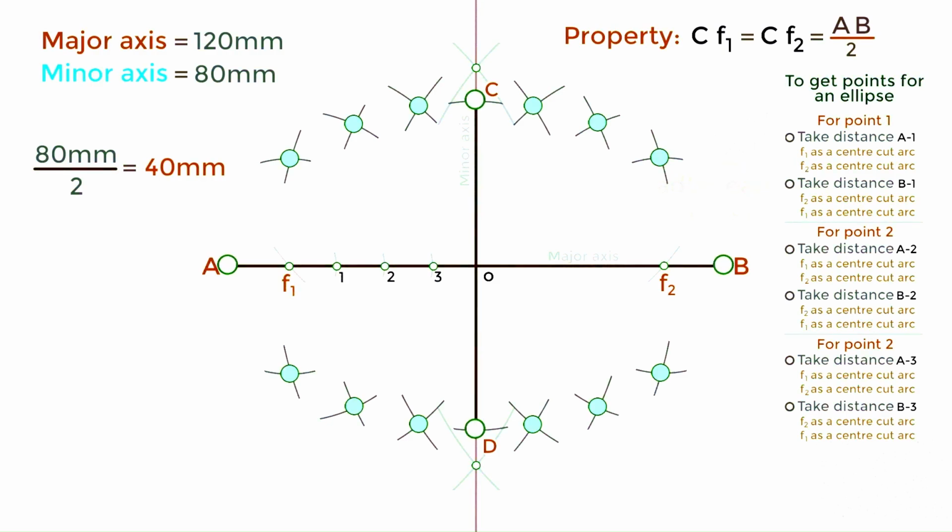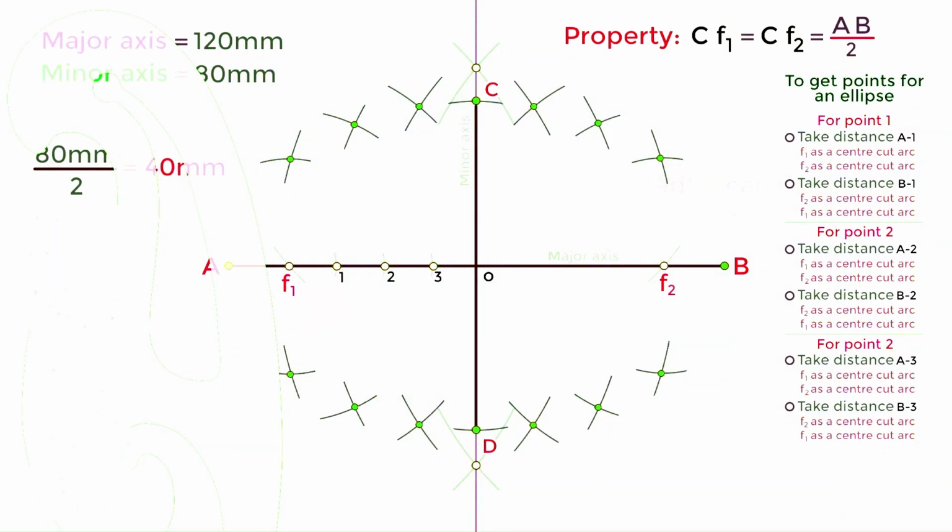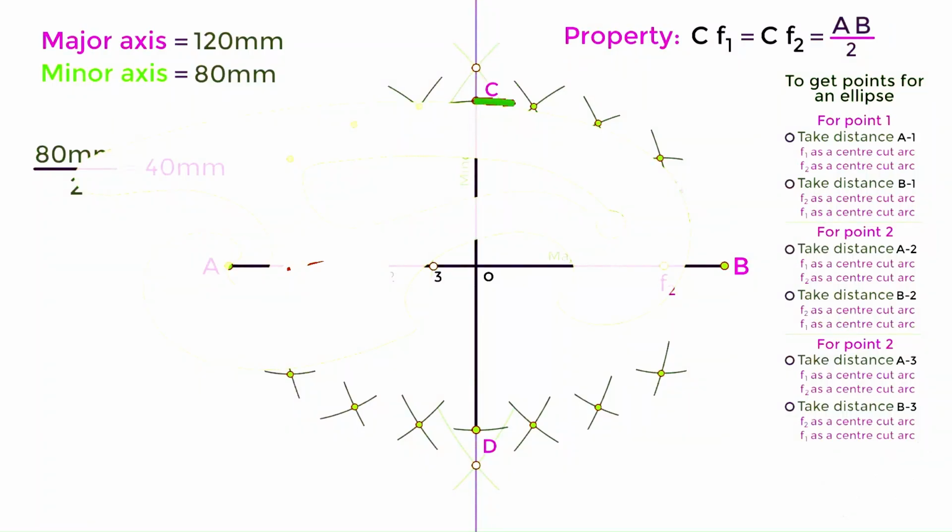To get the final ellipse, we join these points using French curves. Join these points to get an ellipse.